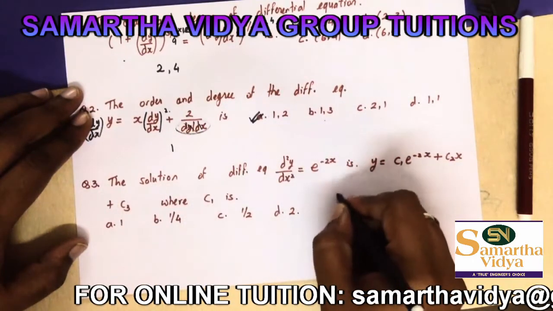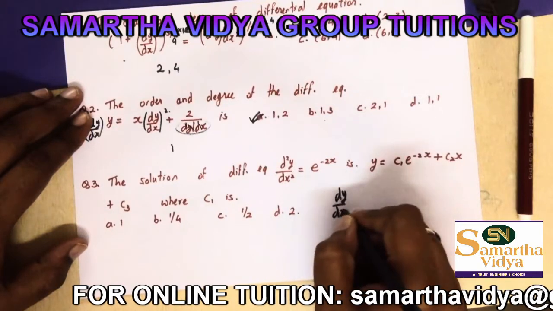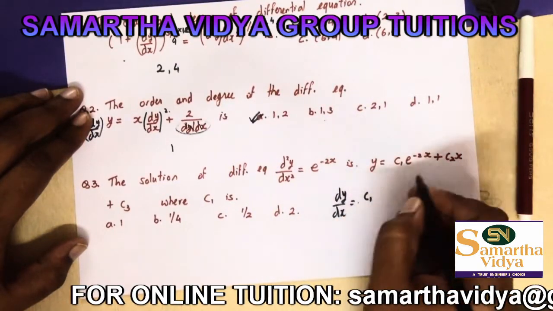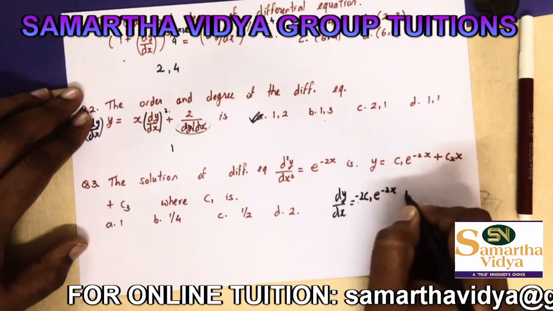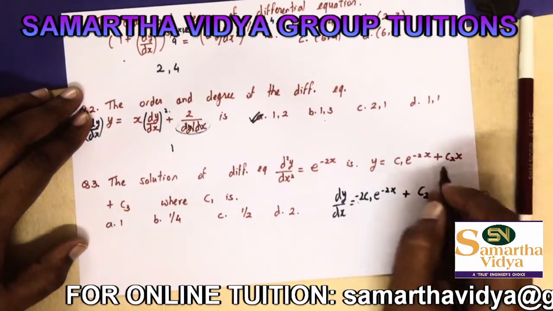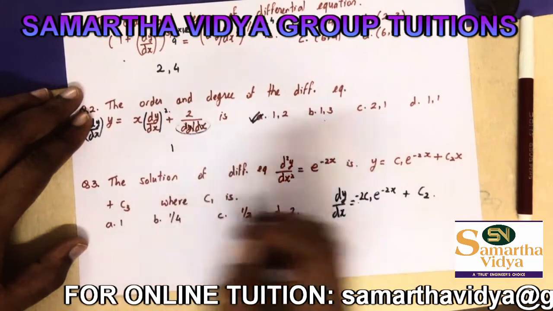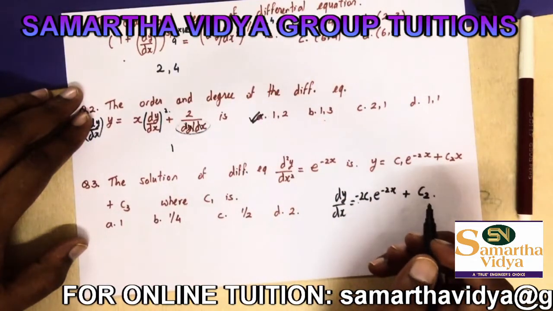So if I take the first derivative, you can see dy by dx becomes c1 as it is, e raised to minus 2x is minus 2 e raised to minus 2x, plus c2 as it is, x derivative is 1, and the derivative of c3 becomes 0.